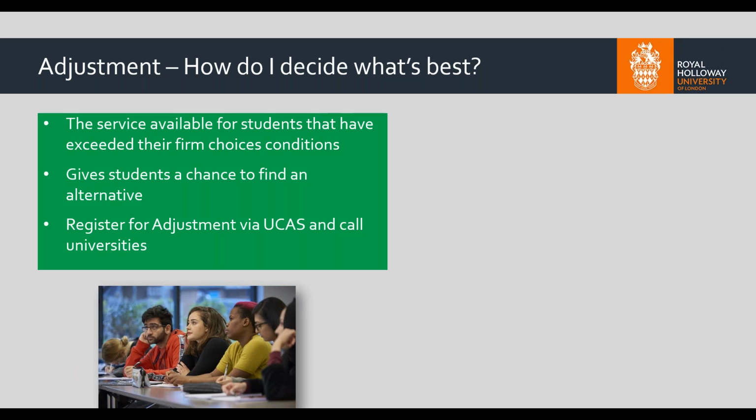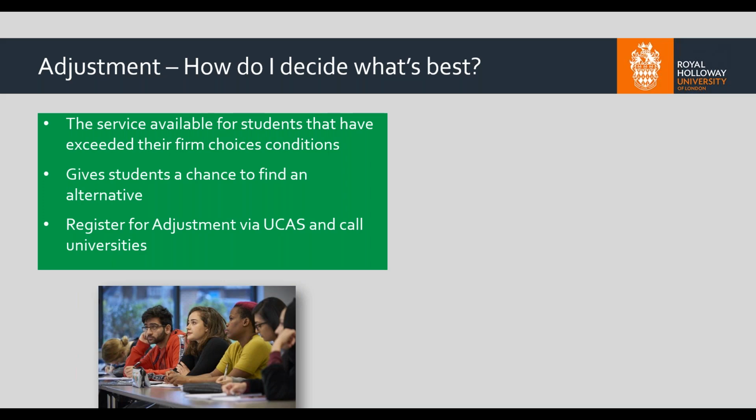So adjustment, like we've already mentioned, is a service that's available for students that have exceeded the conditions of their firm choice. So like we gave the example earlier, if your firm choice is asking for 3 Bs, but you've got 3 A stars, you may be a student that could go through adjustment. This gives students a chance to find an alternative. So it gives students a chance to search around, see what's out there, see what's available at different universities, and perhaps explore different avenues, different places.